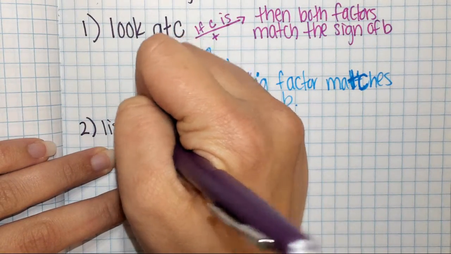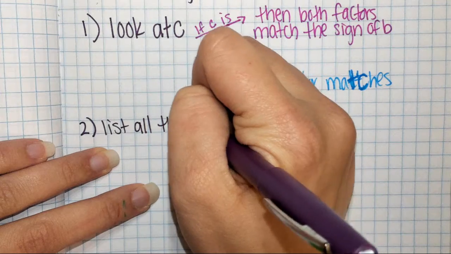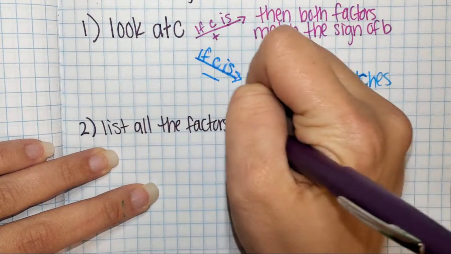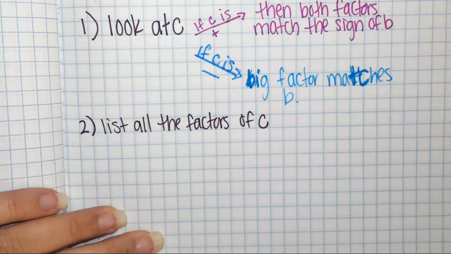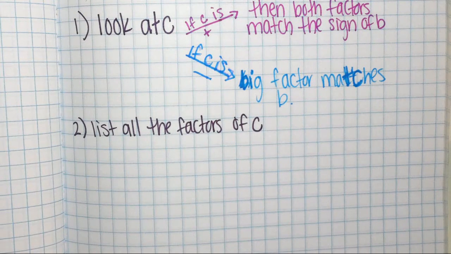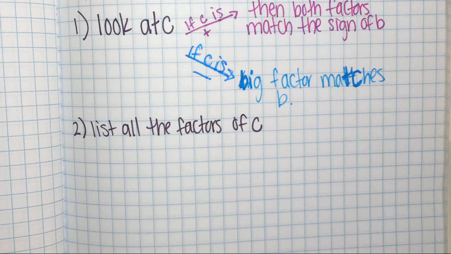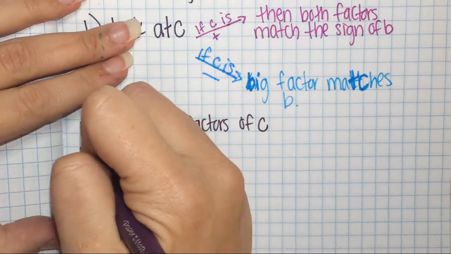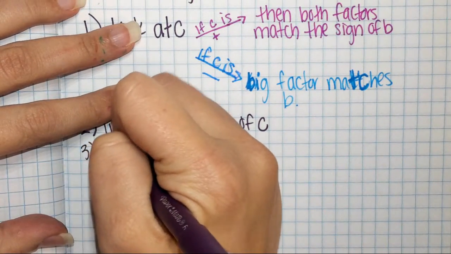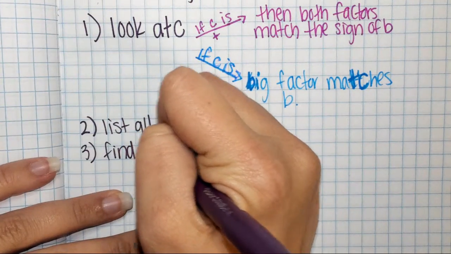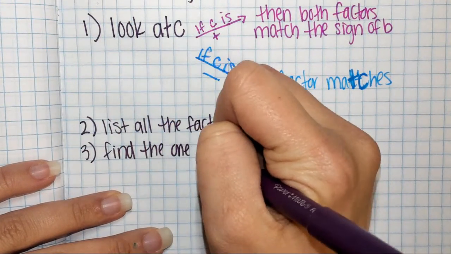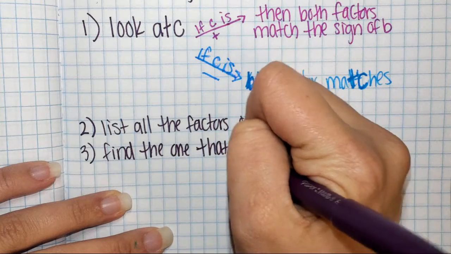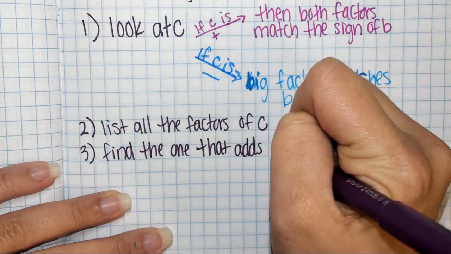List all the factors of C. That means all the things that multiply to give you C, whatever C is. If it was 20, we would list all the things that multiply to get us C. In step 3, find the one that adds to B.